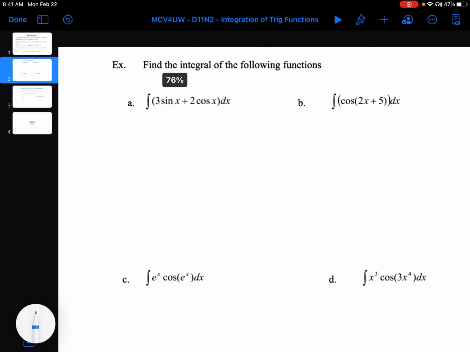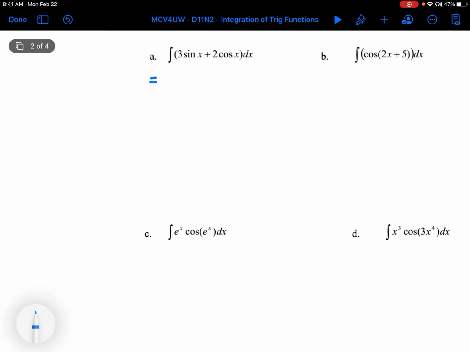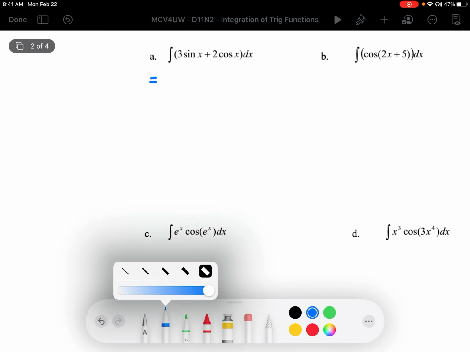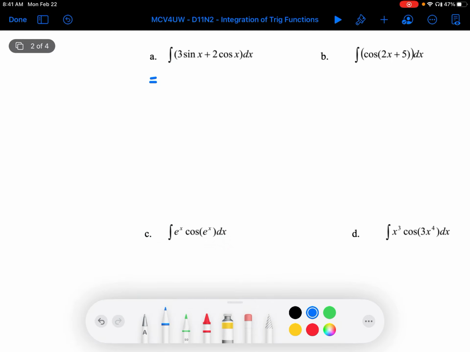So the first one here, what we can recognize is we can actually break this up into two integrals. So we can have the integral of 3 sine x plus the integral of 2 cos x. And then we can bring our coefficients in front. And then we can just do straight integration with this one.